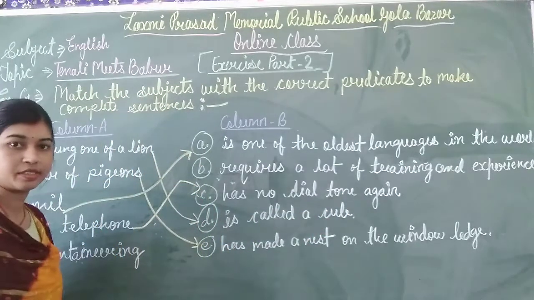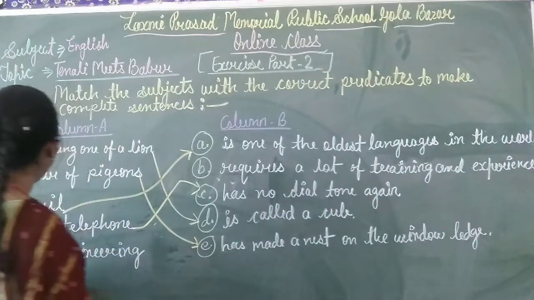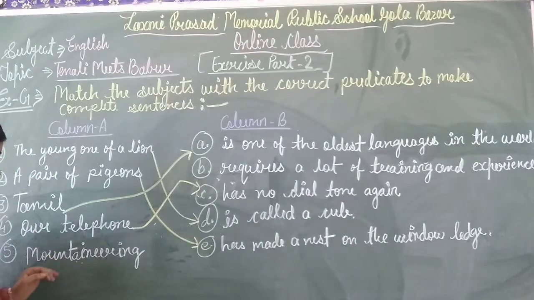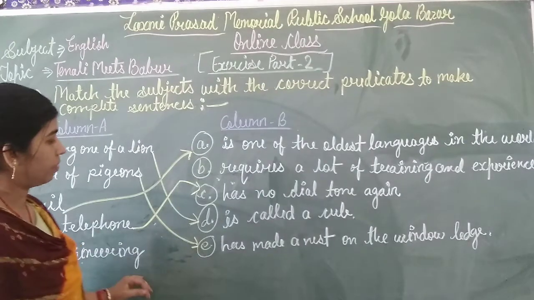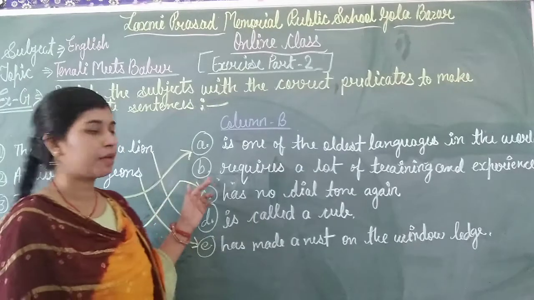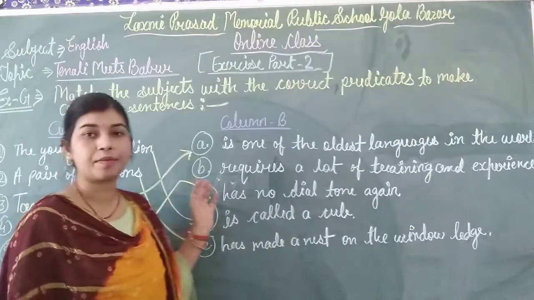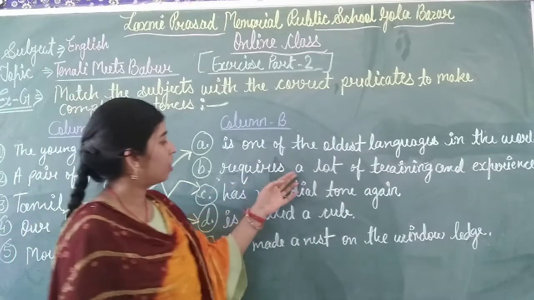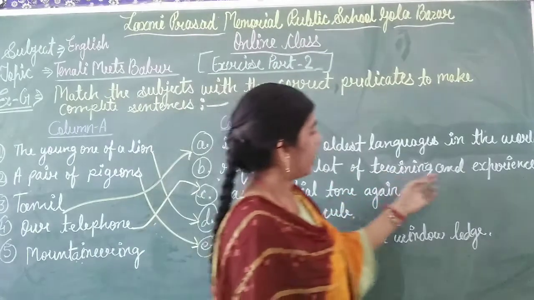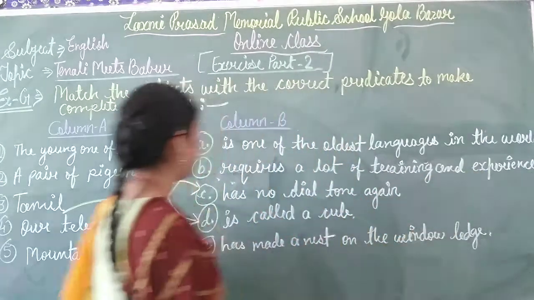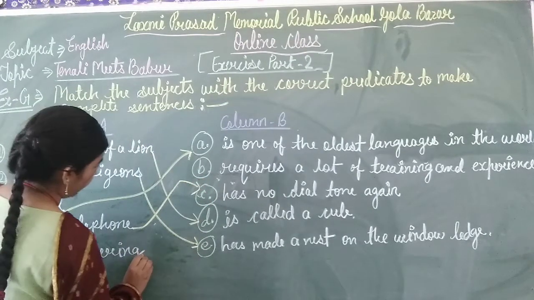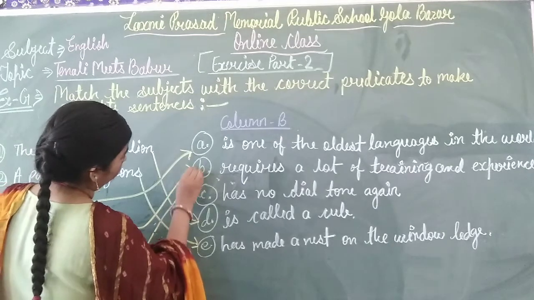Okay, so students, now next number 5. Number 5 is mountaineering. So tell me which option will match with number 5. Number 5 will match with option number B. Okay, and option number B is requires a lot of training and experience. So here correct option is B. And so number 5 will match with option number B.